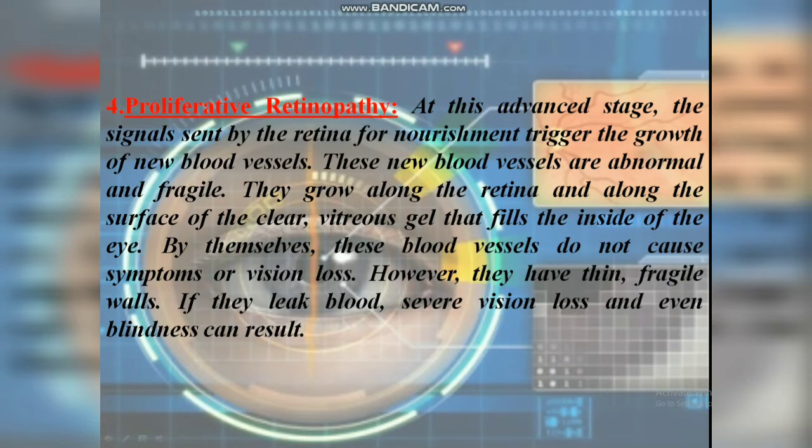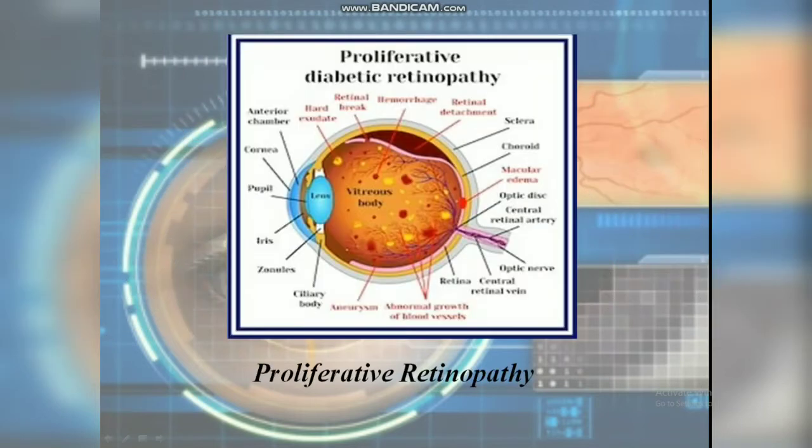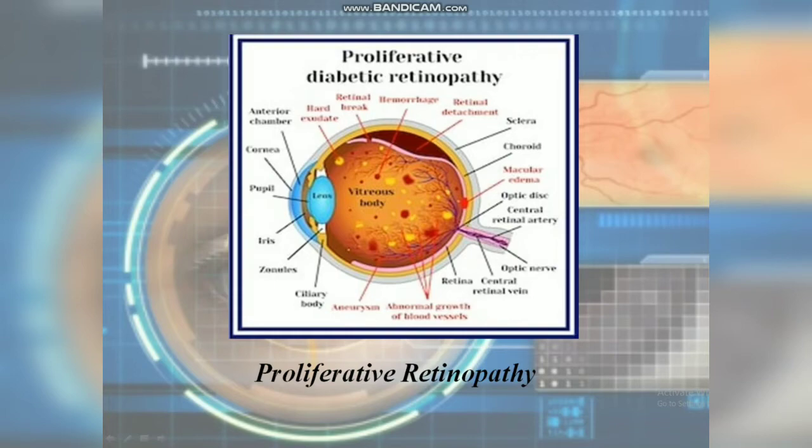Second stage, proliferative retinopathy. At this advanced stage, the signals sent by the retina for nourishment trigger the growth of new blood vessels. These new blood vessels are abnormal and fragile. They grow along the retina and along the surface of the clear vitreous gel that fills the inside of the eye. This is the diagram of proliferative diabetic retinopathy.